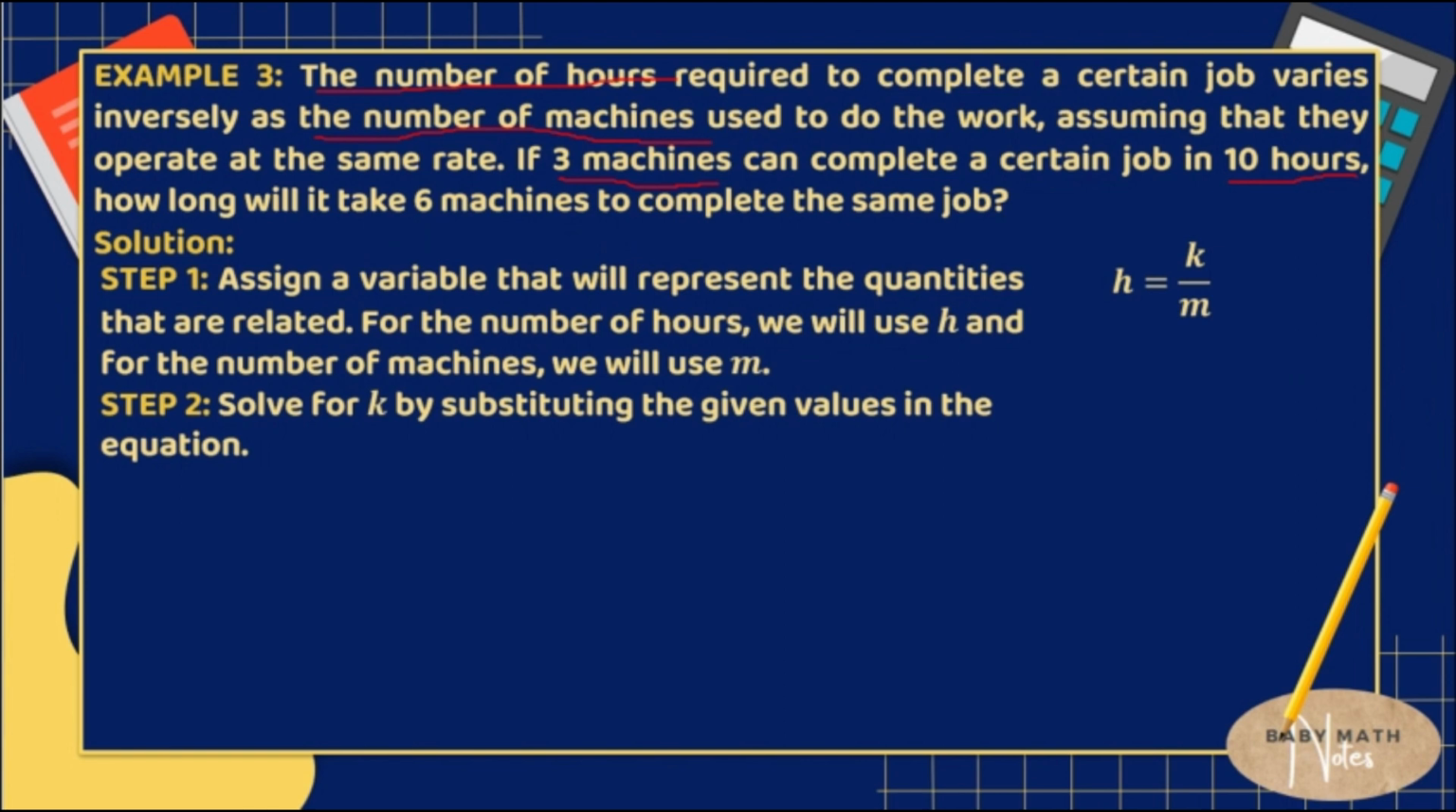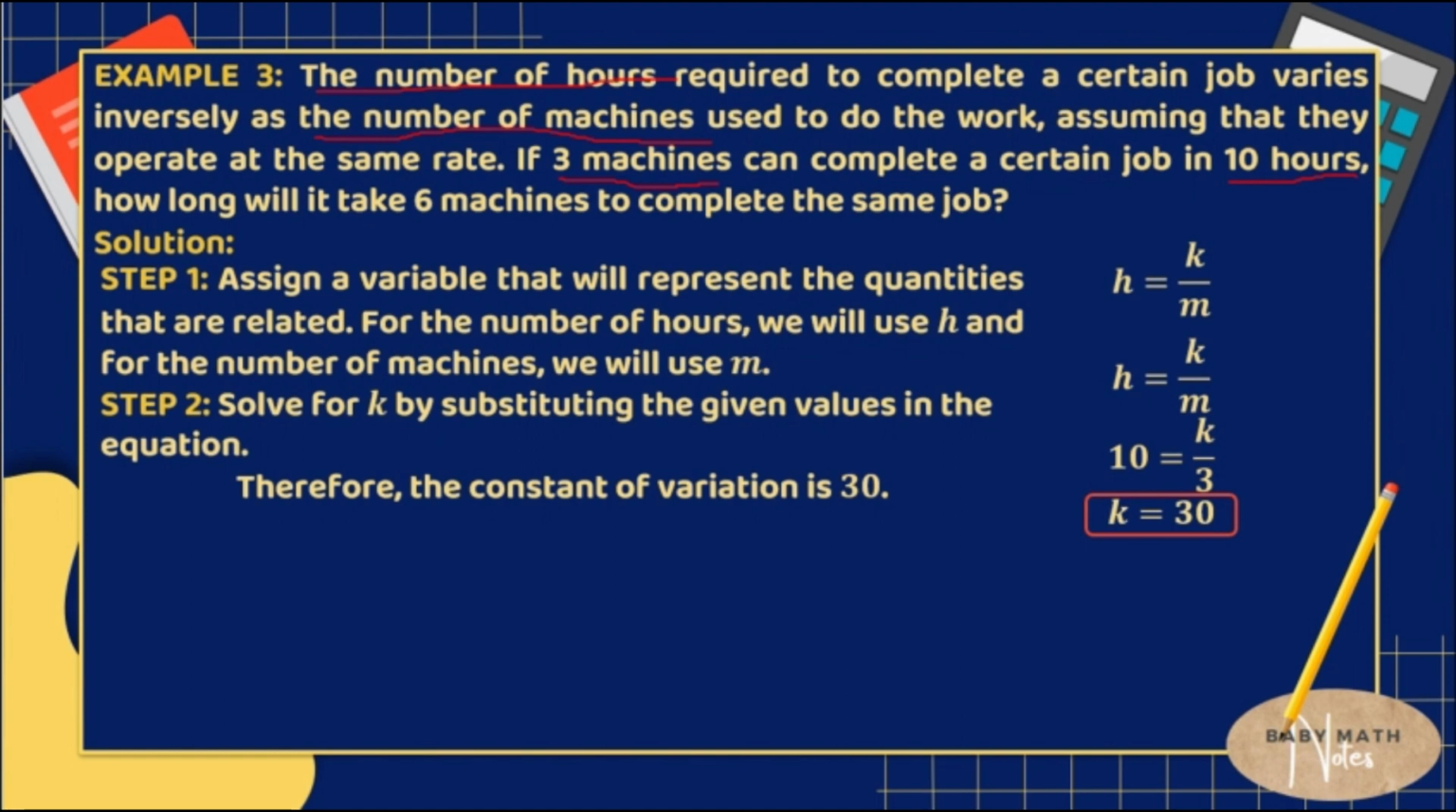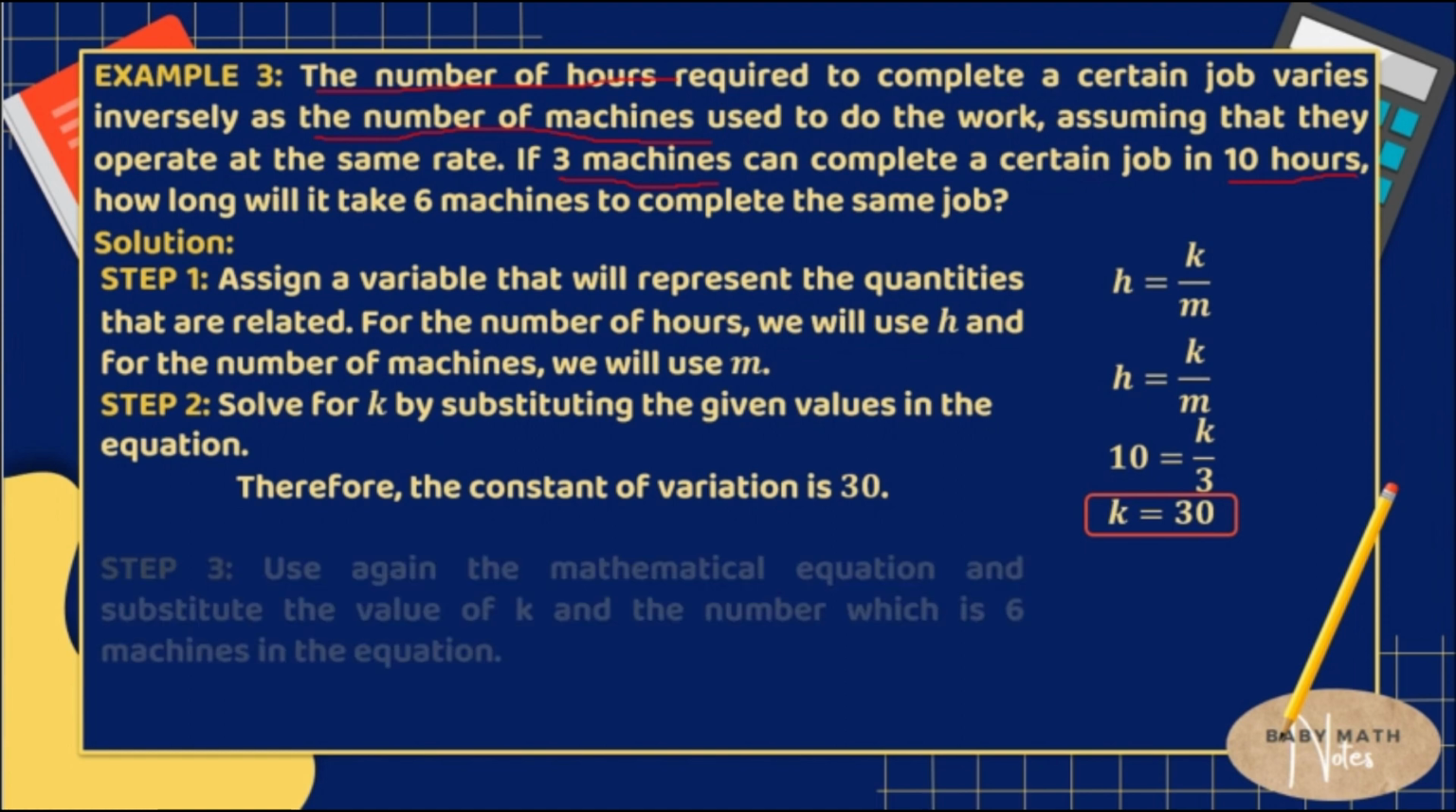So, ibig sabihin, gagamitin natin yung mathematical equation natin. Magkakaroon tayo ng 10 is equal to K over 3. And then cross-multiply. K is equal to 30. Therefore, the constant of variation is 30.